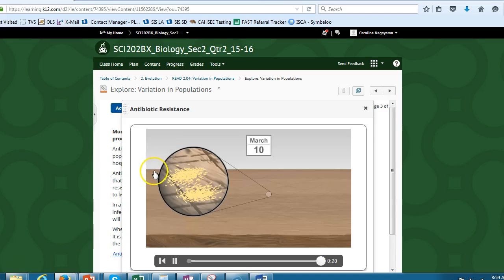What you see here is we started with variation. We had green, blue, red, but only the yellow ones were able to survive after the antibiotic spray was applied to this tabletop. The end result is the survival of only the yellow bacteria.